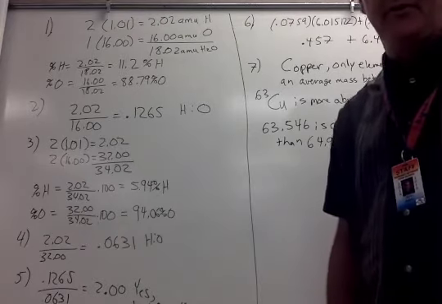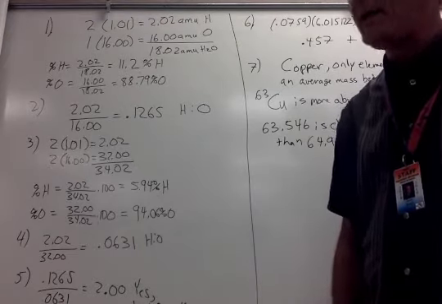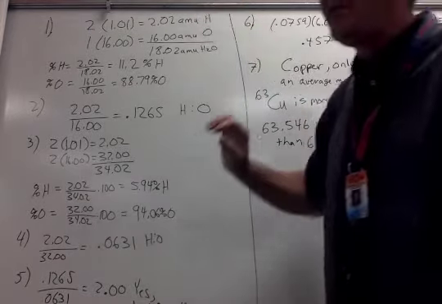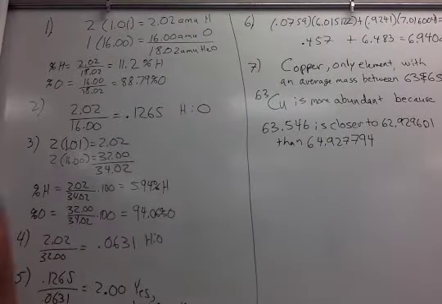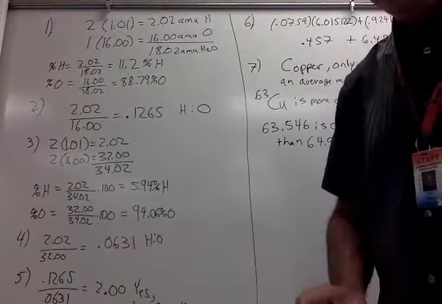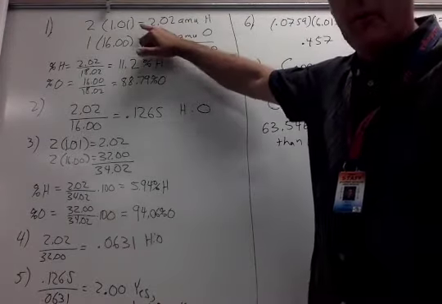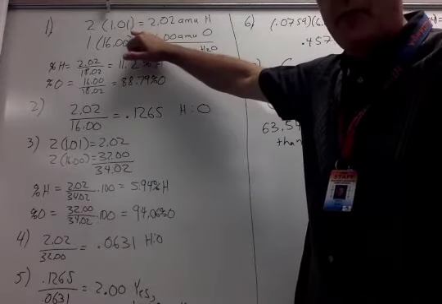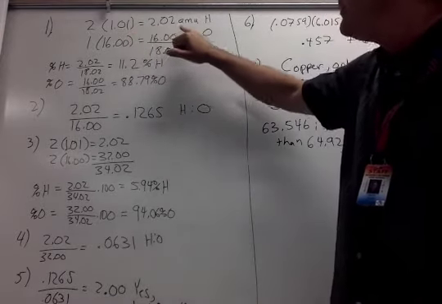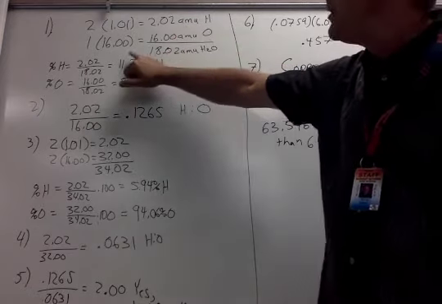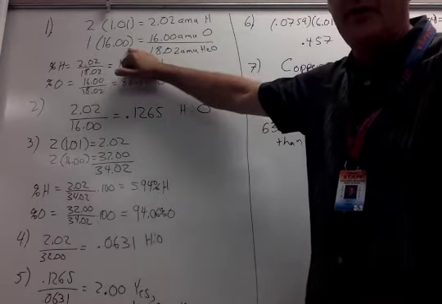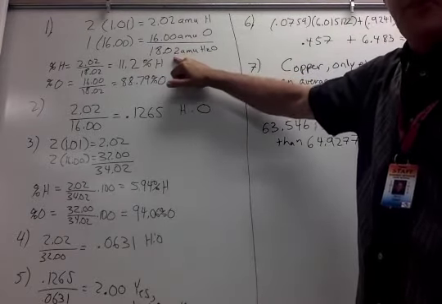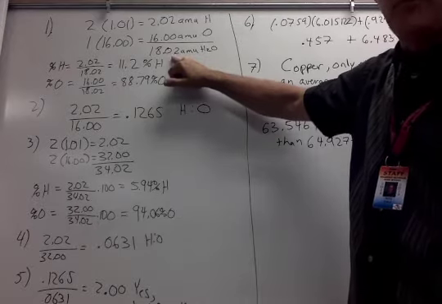Hello AP Chemers, this is Worksheet 1.A.1, and number 1 asked about the percent hydrogen and oxygen in water. So I added up the molar mass by taking 2 times 1.01, getting 2.02 for hydrogen, 1 times 16.00 because water contains 1 oxygen. And then I got 18.02 for the overall mass of water.